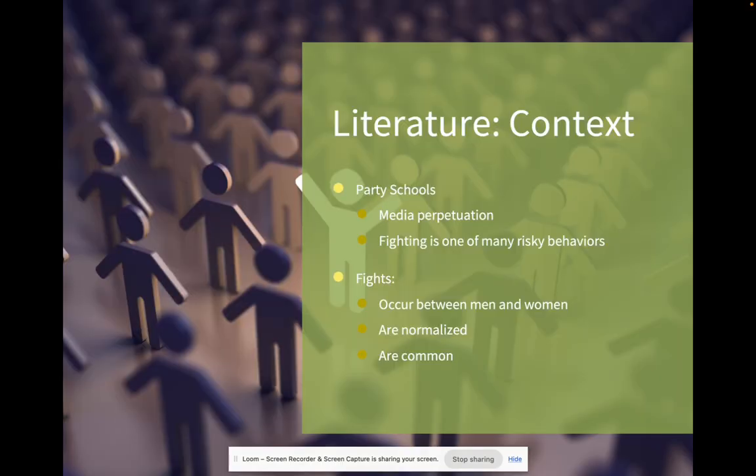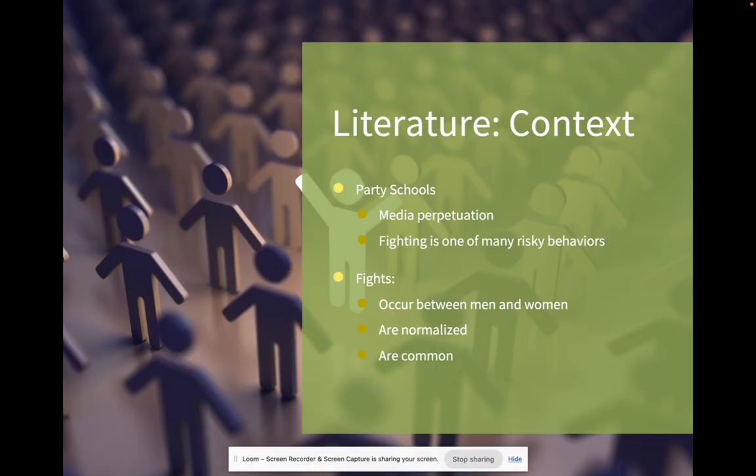The literature, or understanding what other people in the field have already researched and published on the same topic. So there's a lot on party schools. We know that the media perpetuates this stereotype. Often, if you think about how college is portrayed in movies and TV shows, party school is sort of the quintessential college experience if you think about a movie like Animal House, for example.